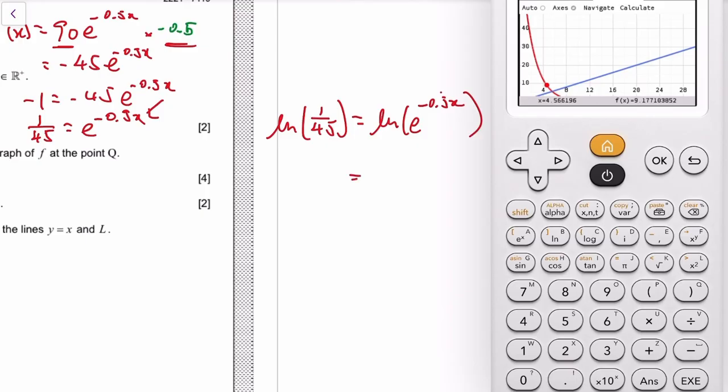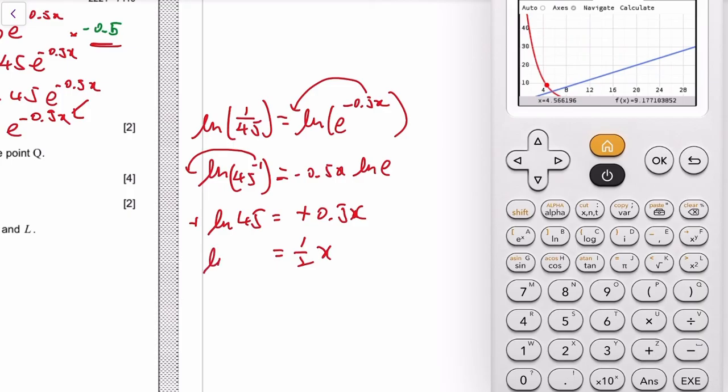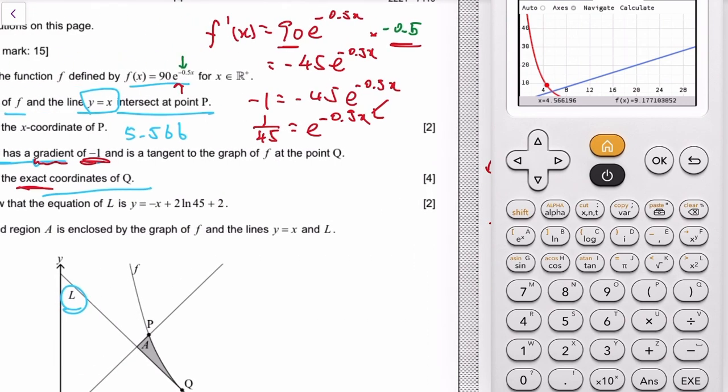Then according to the properties, this can drop to the front. ln e is of course 1. 1 over 45 is more like 45 to the power of -1. I did that because then the -1 can drop, and that would cancel out the -1 on the right. 0.5 is really half. So we multiply the 2 to the left. x is 2 ln 45. Okay, that looks pretty exact.